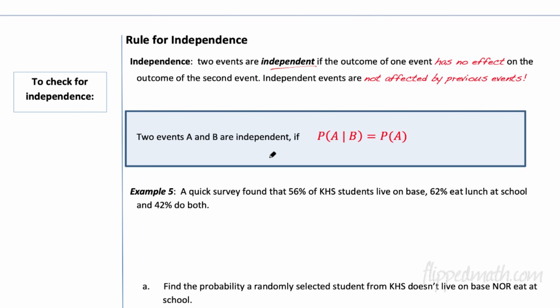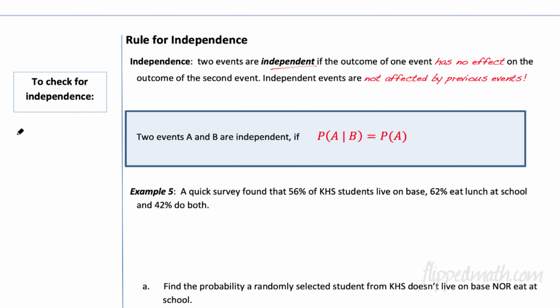You're going to notice that it's kind of important. What this says is if two events are independent, then the probability of A, given that B happened, is still the probability of A. That's what this formula means. The probability of A, given that I know B happened, is still the probability of A.